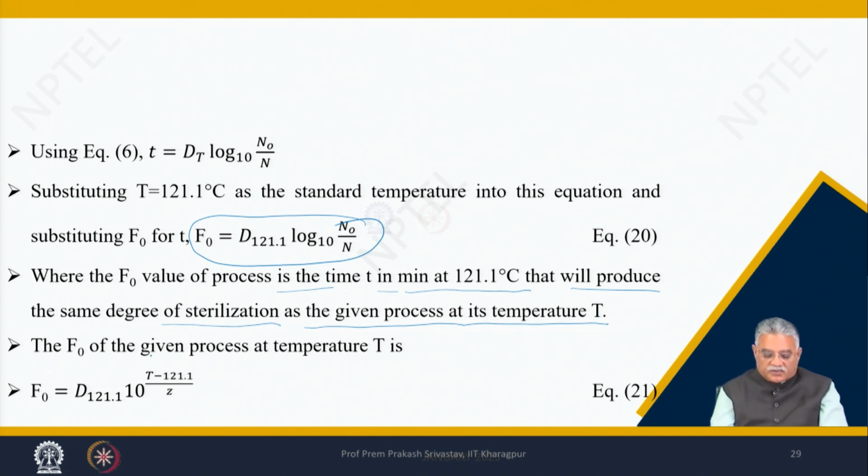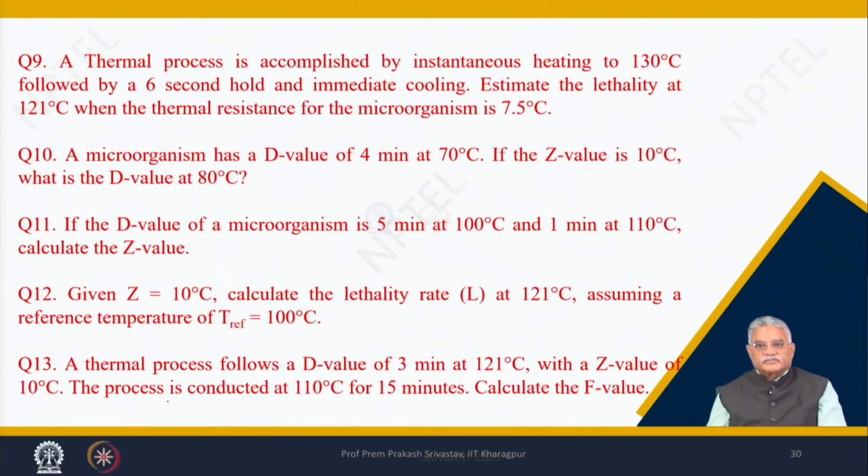The F0 of the given process at temperature T is now given as F0 is equal to D_121.1 into 10 to the power (T minus 121.1) divided by Z. Now these are some examples for you to solve based on the formulas we have discussed so far.